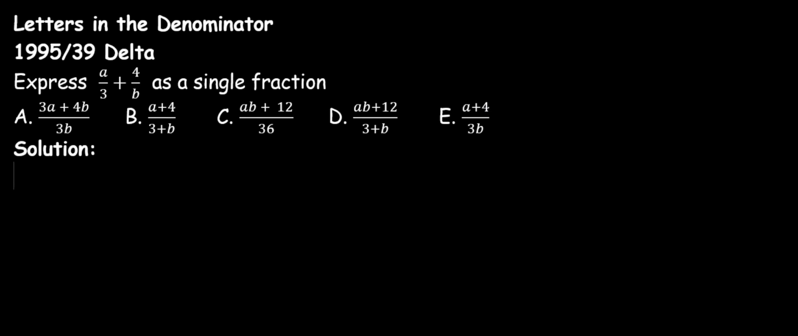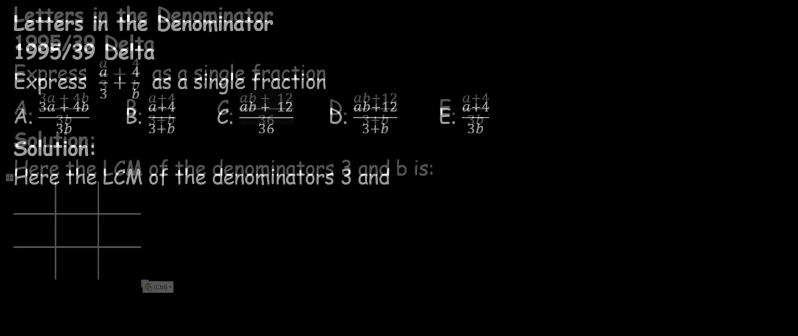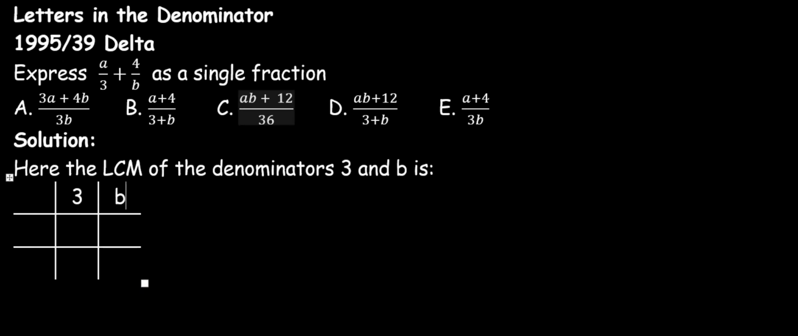Solution. Here, the LCM of the denominators, 3 and b, is gotten as follows: we draw our line and write out our 3 and b. First, starting with the numbers, divide by 3, and 3 divided by 3 will give you 1. 3 divided by b will bring the b down.